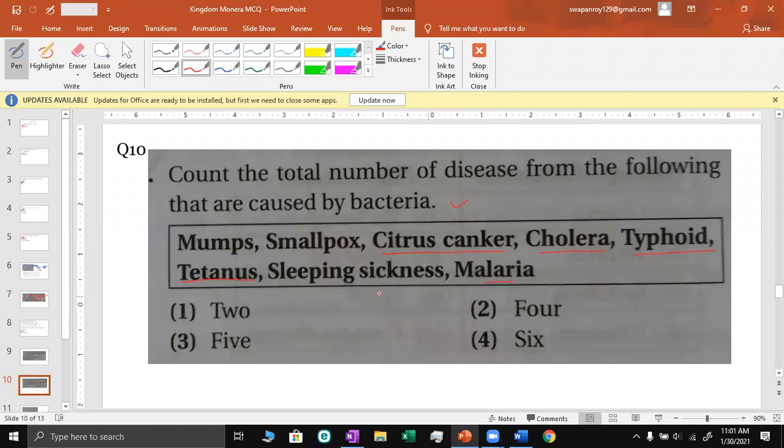Sleeping sickness and malaria are caused by protists, members of Protista. These two are protozoan diseases, diseases caused by protozoa. This is by the malaria parasite, plasmodium, and this is by trypanosoma. That is also a protozoa, unicellular protist. And mumps and smallpox, these two are viral diseases. Okay, so four here are the bacterial diseases.